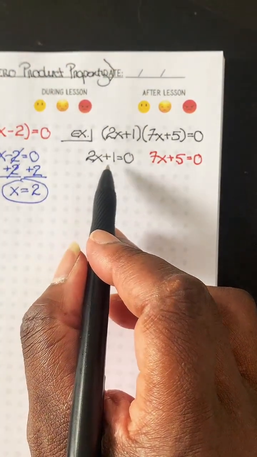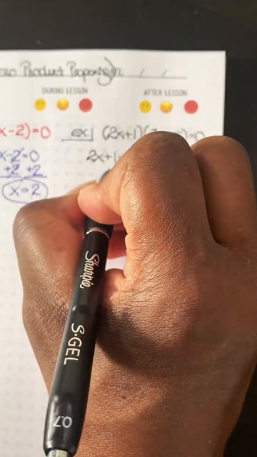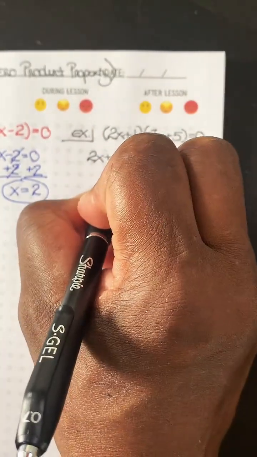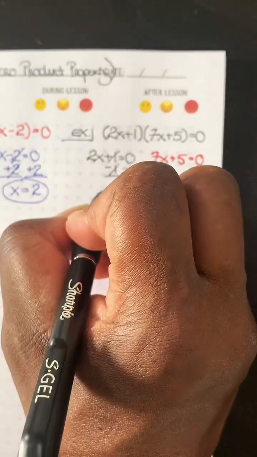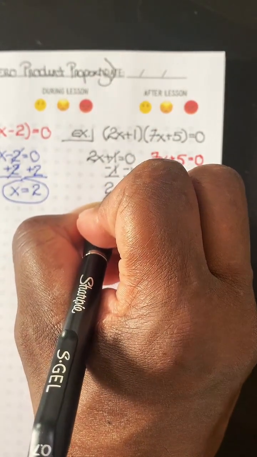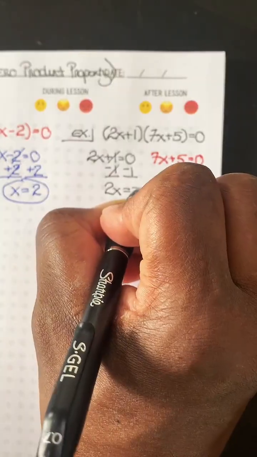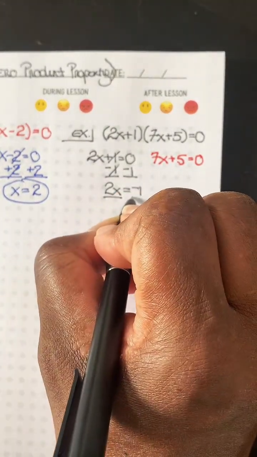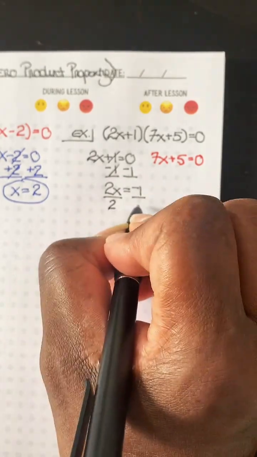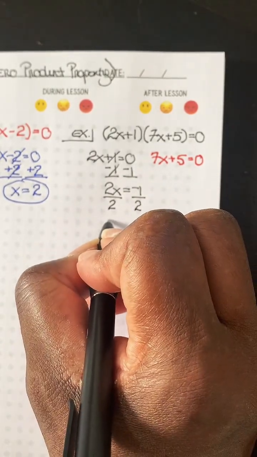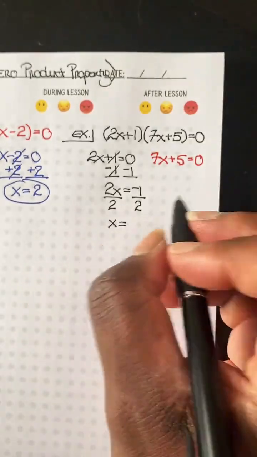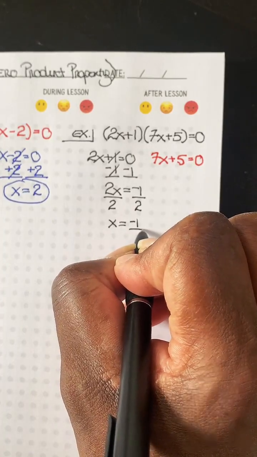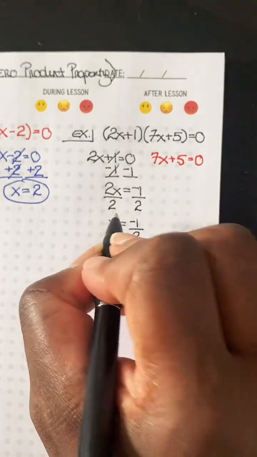So let's take a look. We have 2x plus 1 equals 0. So I need to subtract the 1. That means we have 2x is equal to negative 1. Now I need to divide both sides by 2. Since my numerator is smaller than my denominator, we're looking at a fraction of negative 1/2.